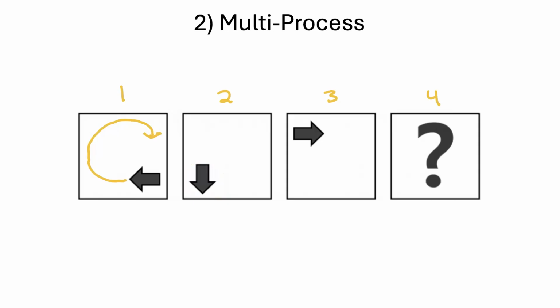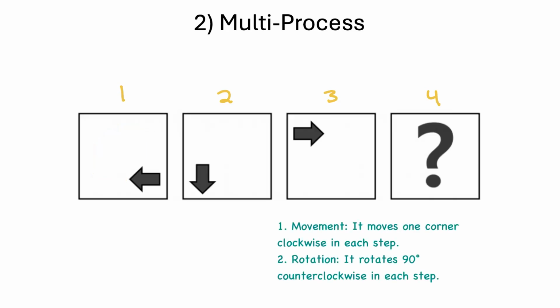But at the same time, the arrow is also rotating and in the opposite direction. So for frame 1 to go to frame 2's position, in terms of the arrow, it's going to have to rotate 90 degrees counterclockwise. And that is what we see. Those are the two changes. It's a movement, moving one corner clockwise each step, and a rotation, rotating 90 degrees counterclockwise in each step.